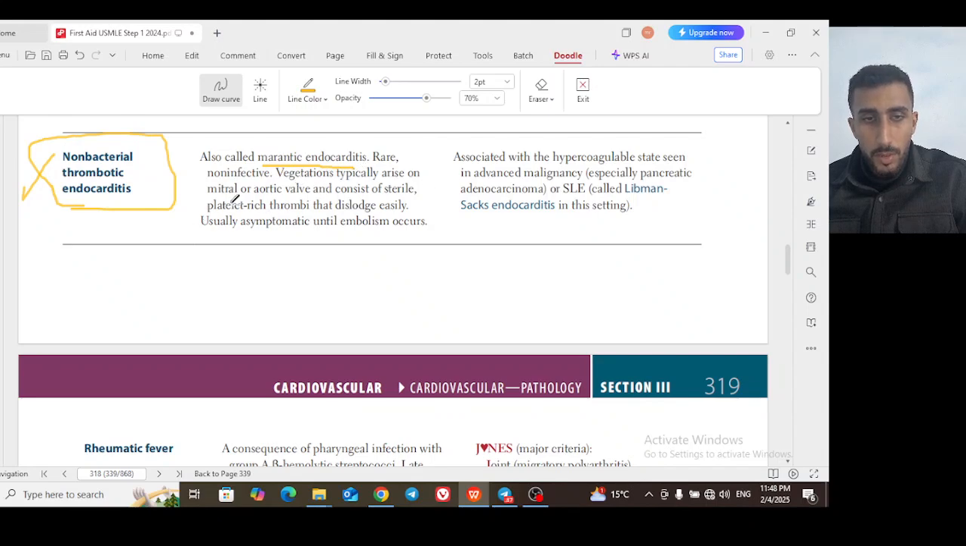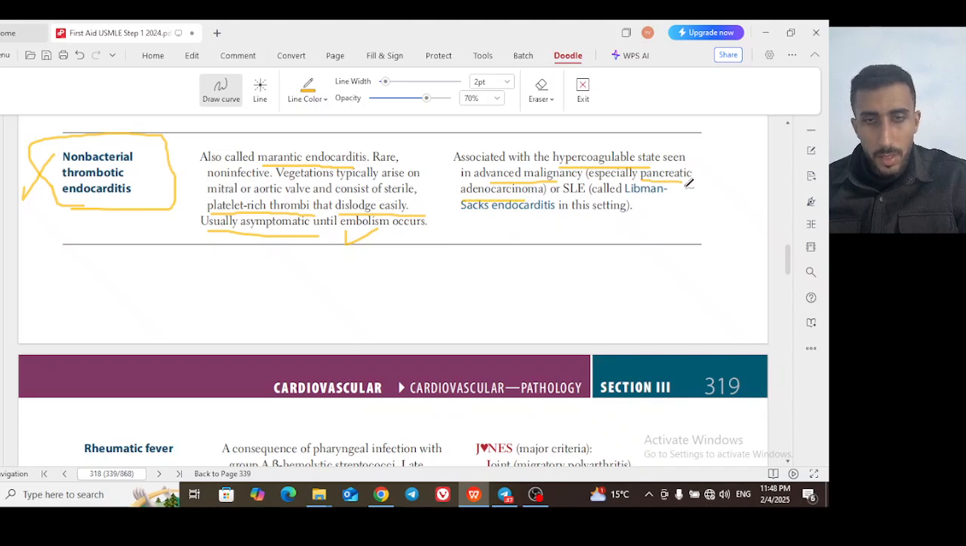The vegetation typically arises on the mitral or aortic valve and consists of sterile, platelet-rich thrombi, and it does not contain microbes. Unlike infective endocarditis, the vegetations can dislodge easily, and because they do not contain microbes, they are usually asymptomatic until embolism occurs. It is associated with hypercoagulable states in advanced malignancy such as pancreatic adenocarcinoma.